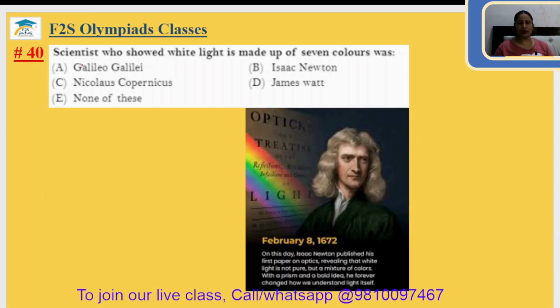Question number 14. The scientist who showed white light is made up of 7 colors was Isaac Newton. Isaac Newton is known as the father of physics also.